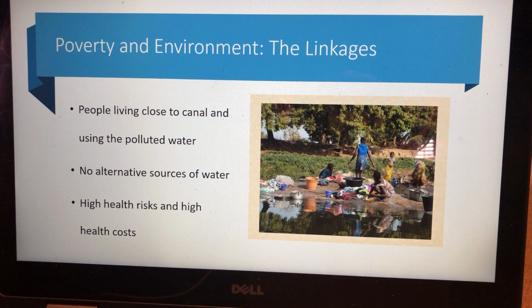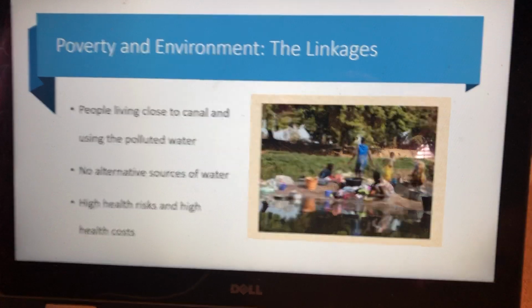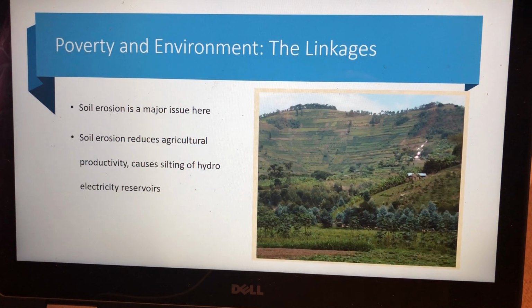Because of the strong dependence between the rural population, the poor communities especially, and the environment, we need to understand that interconnection, that linkage. So that's why the poverty-environment nexus matters for us to know more.